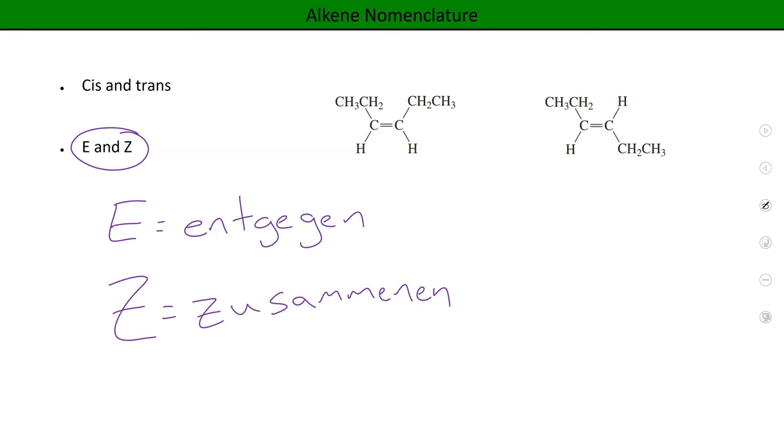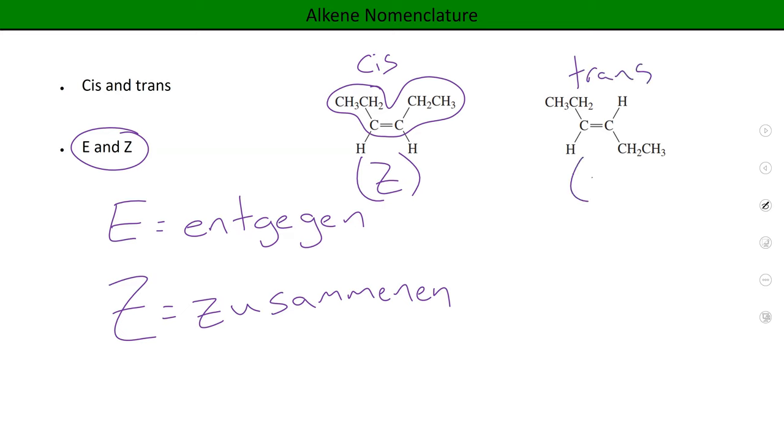Either way, it's the same general idea, except now instead of just looking at where the carbon chain goes, if there's some contradiction between the atomic number and where the longest carbon chain is, E and Z go with that same priority system. So we would say that this one, if we're using cis and trans, our primary carbon chain is all on the same side of the pi bond, right? So this would be cis or Z. This one would be trans or E.